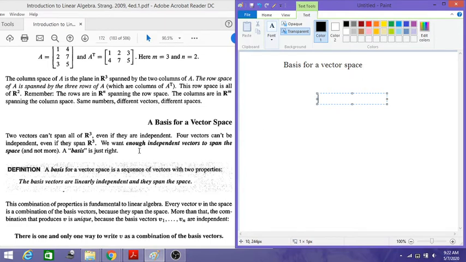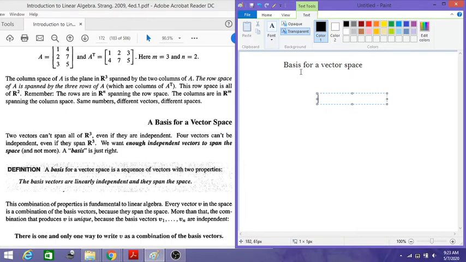So see, two vectors cannot span. For example, if we have three dimensions, that is R power 3 space, and you have only two vectors, then it cannot span. It means it cannot fill that three-dimensional space. Though they are independent, it doesn't matter. Likewise, four vectors cannot span. Now if I have four independent column vectors and we have R power 3, then also they cannot span the entire space. So we want enough independent vectors to span the space, and that we call the basis.